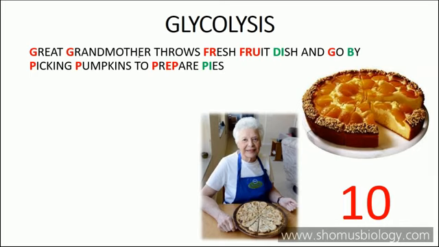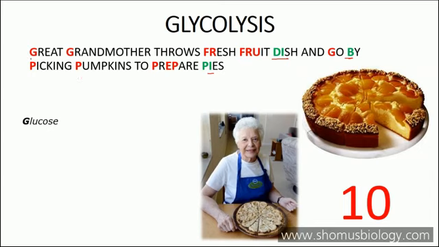Now remember, throughout this long sentence, it's all about making pie, and actually making pumpkin pie by your great-grandmother. And the colors represented here: red means the first letters represent the intermediates of glycolysis, and the green letters are the important steps of glycolysis. So let's begin with the first one.